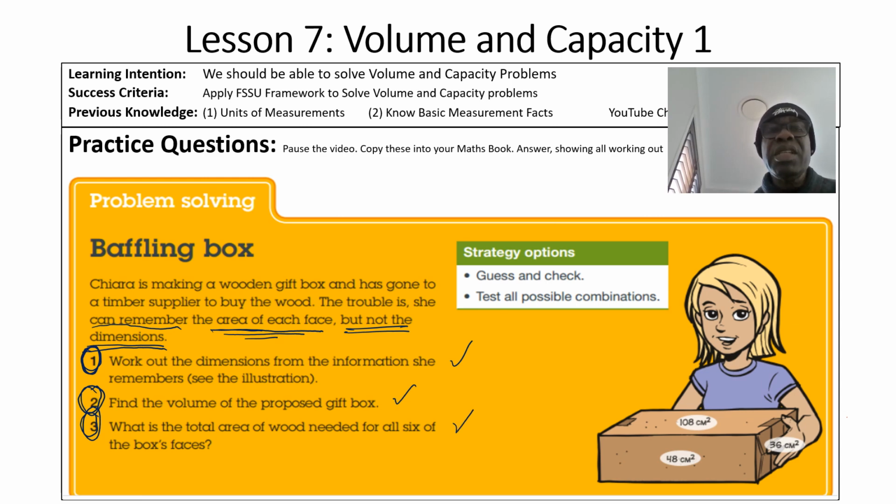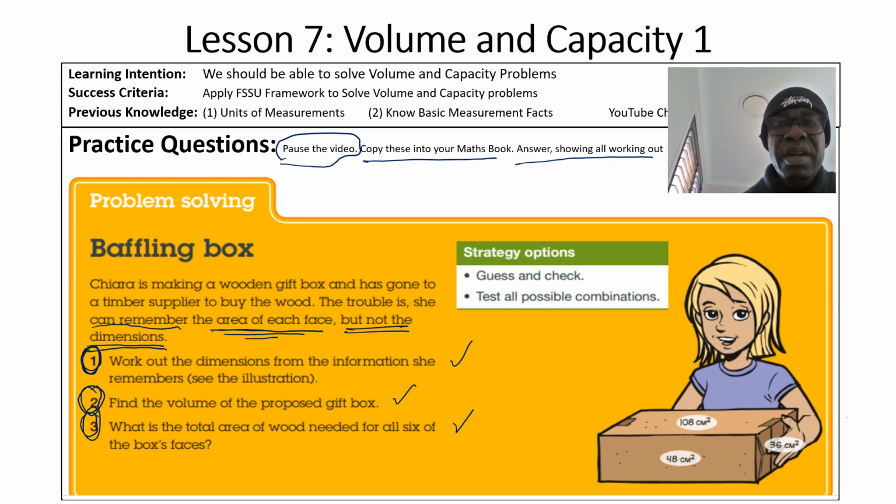So please pause here, pause the video, copy the question in your book, and answer showing all the required working out. Make use of all the information we had in the previous lesson and today's lesson as well. Thank you very much.